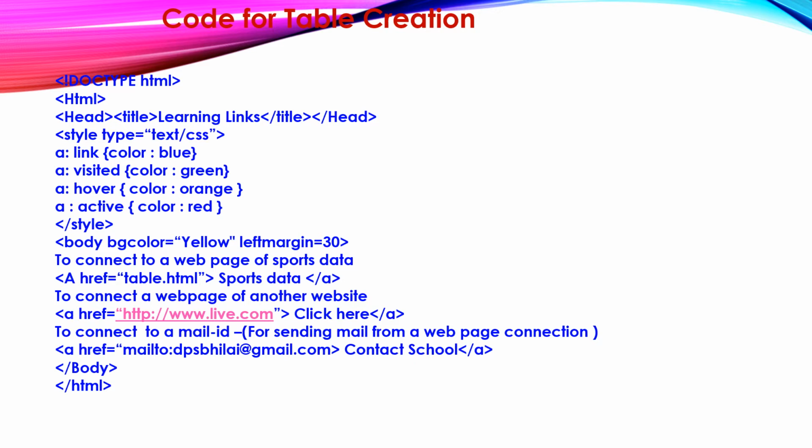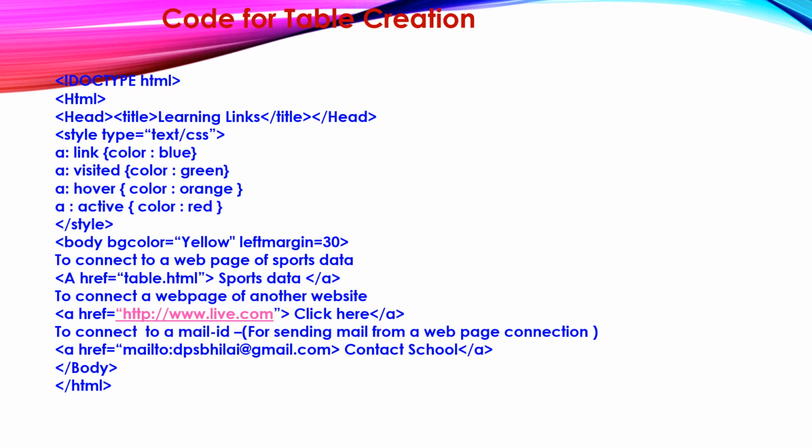When we move the mouse pointer on any text which contains a link, that color will be orange, which is set by the hover attribute. Finally, there is the active link color. When I click on any link text, that color will be red, as I have set the active color.